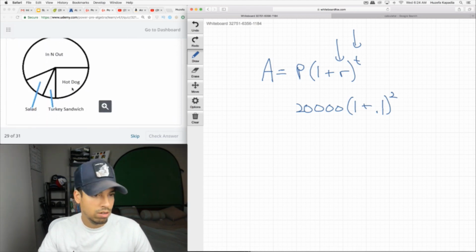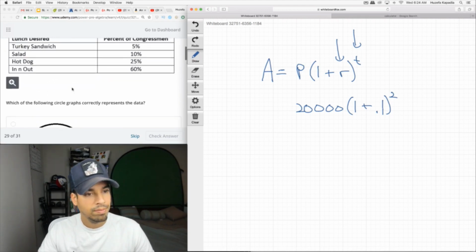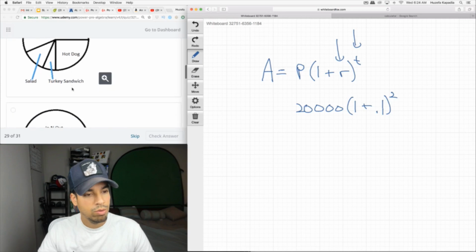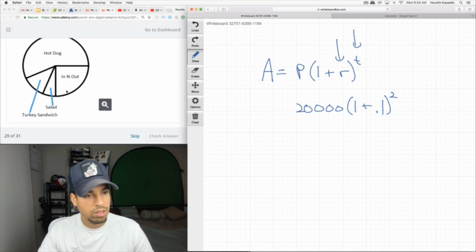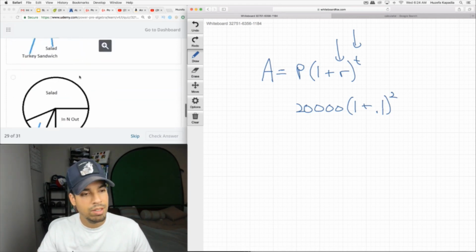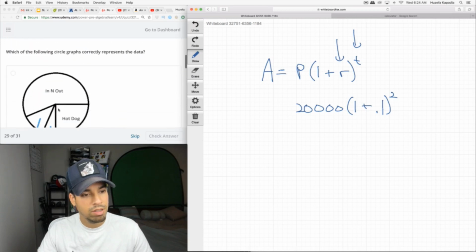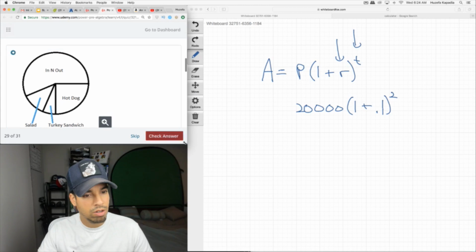This one looks good. Let's just look at the other ones really quickly. In-N-Out, hot dog. Yeah, this one's wrong because the turkey sandwich is bigger than the salad. Same, turkey sandwich shouldn't be bigger than the salad, and In-N-Out's in the wrong spot. And yeah, so In-N-Out's got to be this big one. It's this top graph. So this is a little bit more than 50%. Looks exactly like 25% for the hot dog, so we're going there.